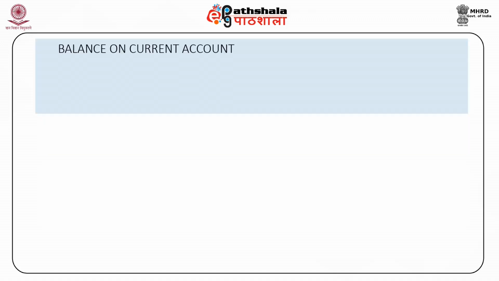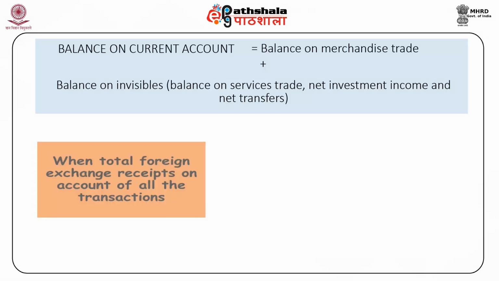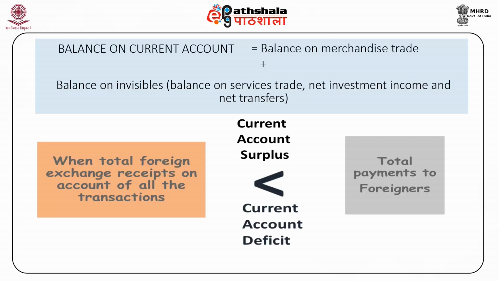The balance on current account is the sum of A. Balance on merchandise trade, B. Balance on invisibles, which comprise balance on services trade, net investment income, and net transfers. When total foreign exchange receipts on account of all the transactions recorded in the current account are greater than total payments, the country has a current account surplus. In case foreign exchange payments exceed receipts, the country has a current account deficit.